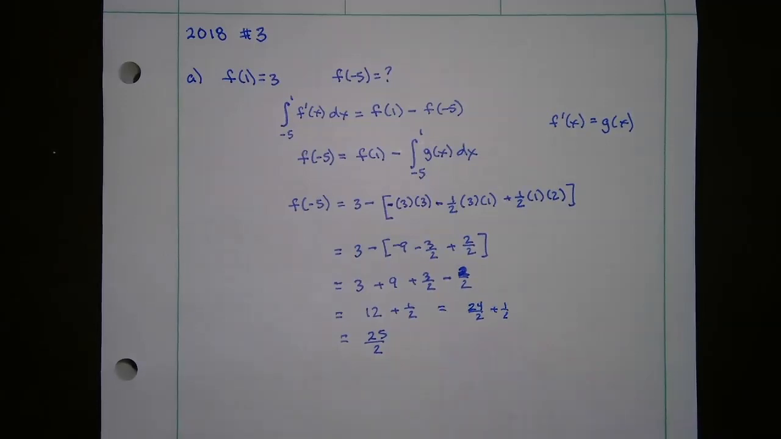Okay, that's the answer to part A: 25/2. F of -5 is 25/2, or 12.5. You could write 12.5 too.